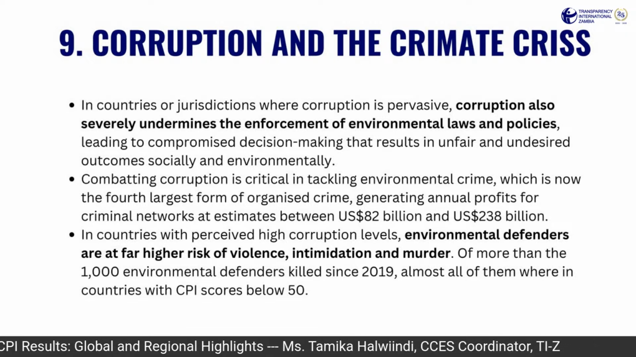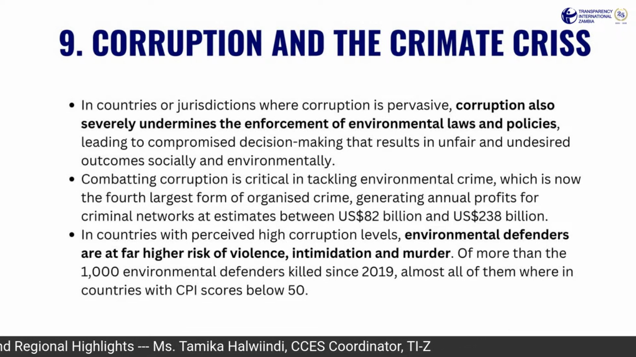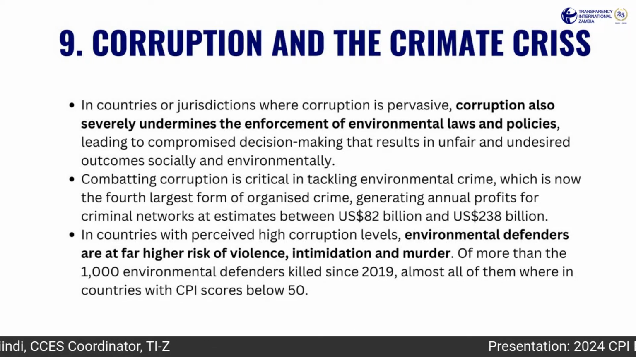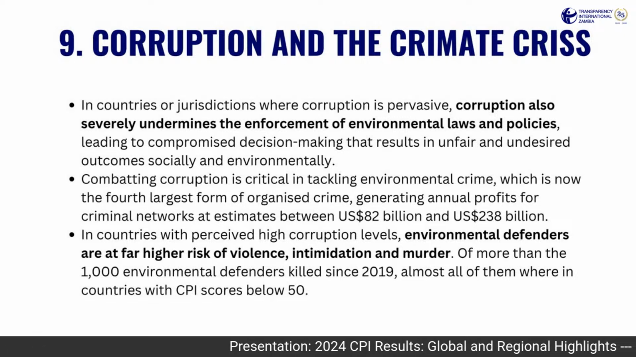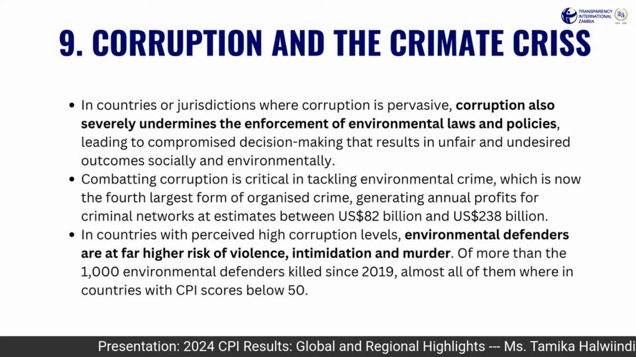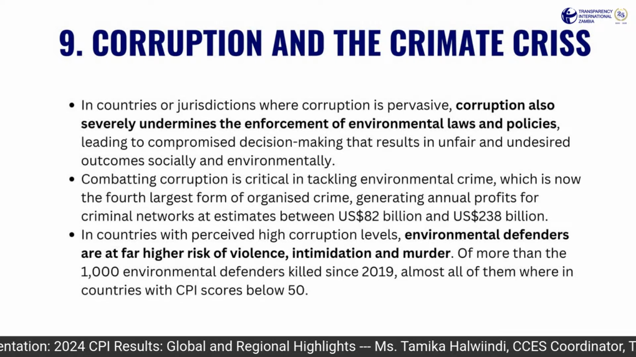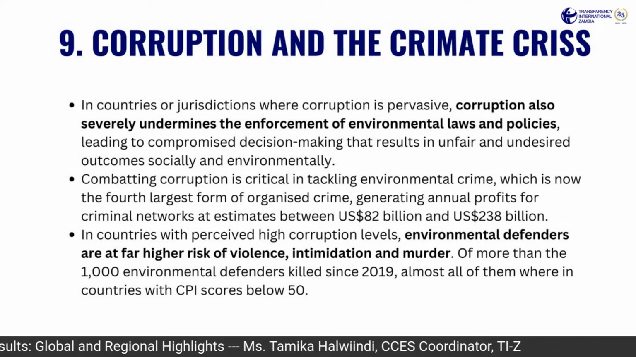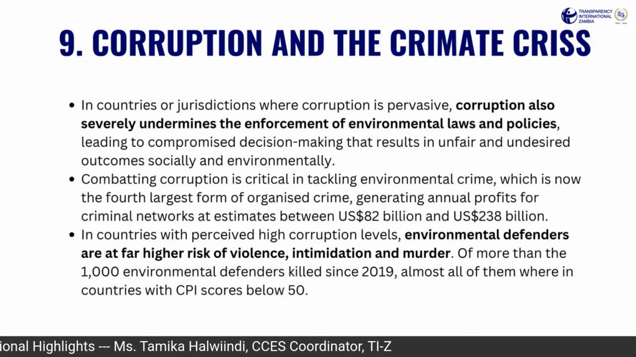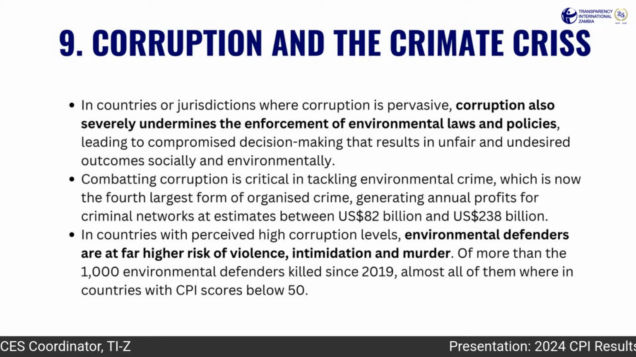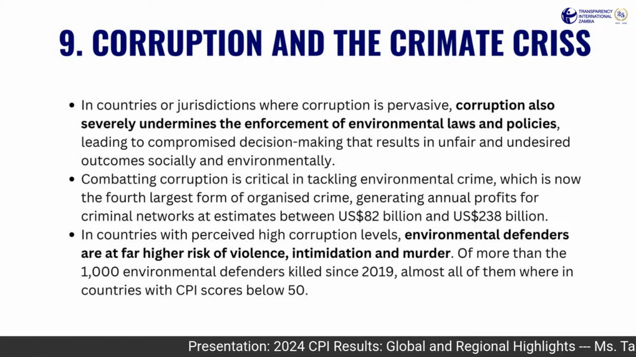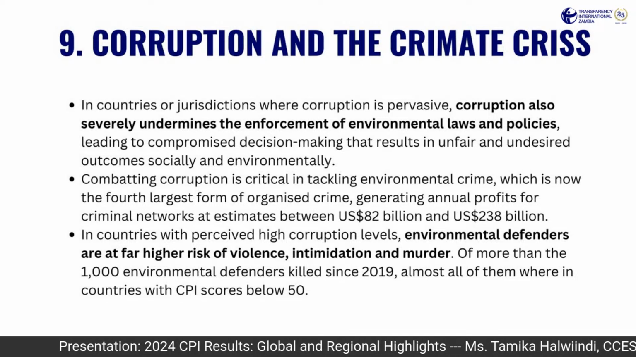We also see that combating corruption is very critical, particularly when you look at emerging environmental crime. Environmental crime now is the fourth largest form of organized crime, and it's generating profits of between 82 billion United States dollars and 238 billion United States dollars. So it's a booming business, unfortunately, for criminals. Addressing corruption in the climate crisis could also help to tackle environmental crime.